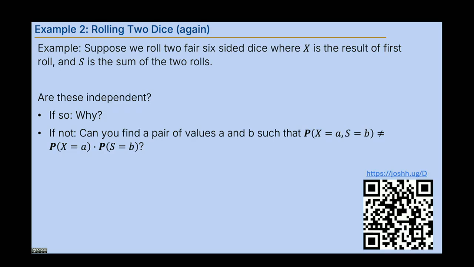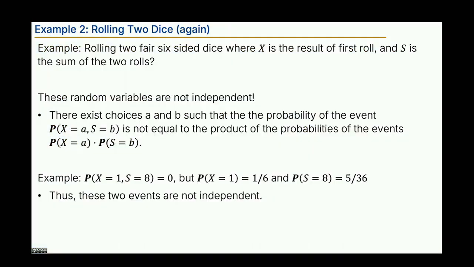I'll spoil the answer. This time we're at 85% of you felt like they are not independent, and that is indeed correct. And as an example, just as a quick counterexample, let's suppose we're considering the probability that the first die roll is 1 and their sum is 8. Okay? So what's the probability that happens? It's 0. Why? If you roll a 1, you can't get an 8.